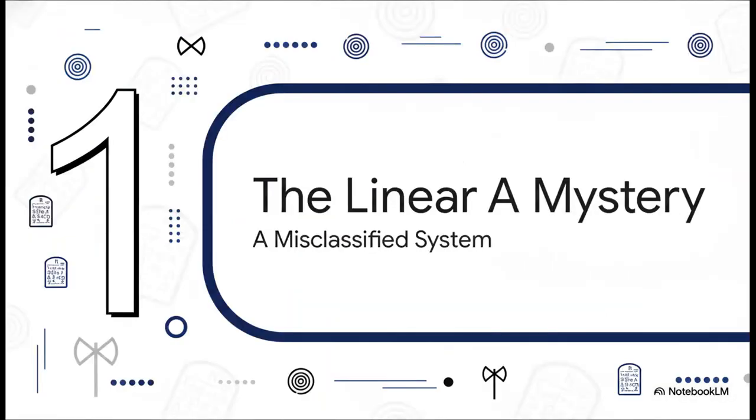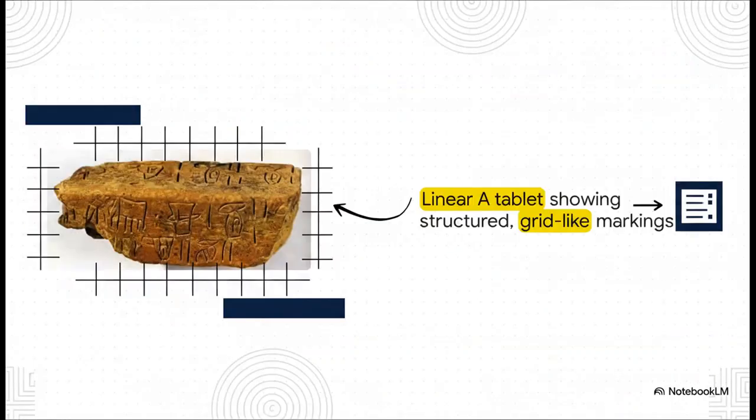Okay, Section 1, the Linear A mystery, a misclassified system. We really need to address the core problem right out of the gate. Why has Linear A stayed undeciphered for so long? Well, when you actually look at the physical layout of these genuine clay tablets, it's pretty revealing. It literally looks like hard data carved into clay, doesn't it?